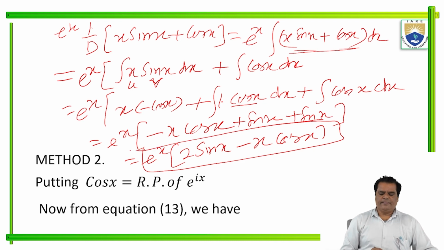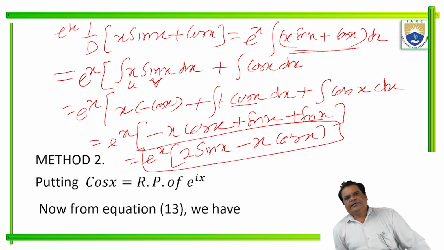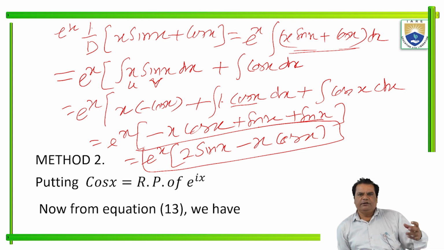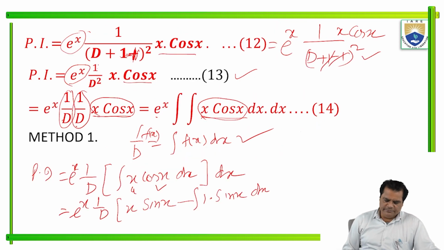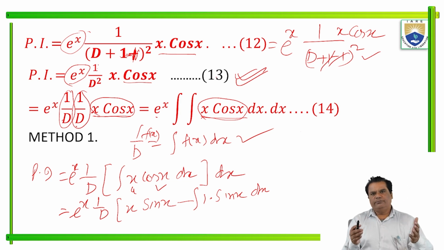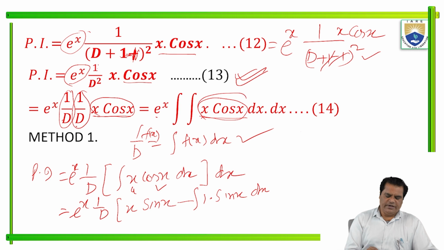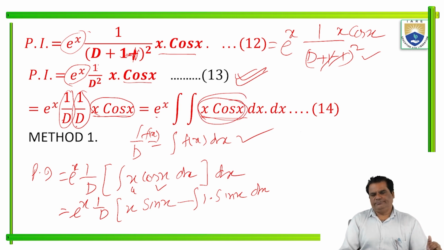This is the particular integral. We applied method 1 here. We can solve this question by method 1. Now we want to solve this question again by method 2. From equation number 13, this is equation number 13, which is given there. Equation 13 can be solved further by two methods. One method is directly integrating the given function two times, and then we get our answer.